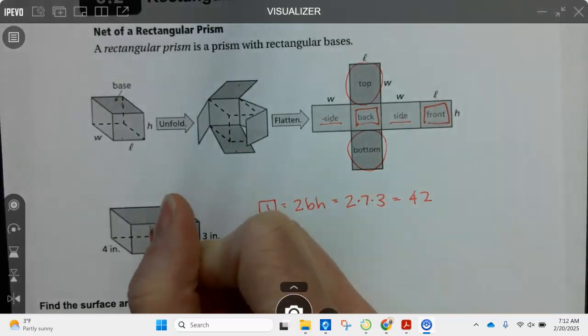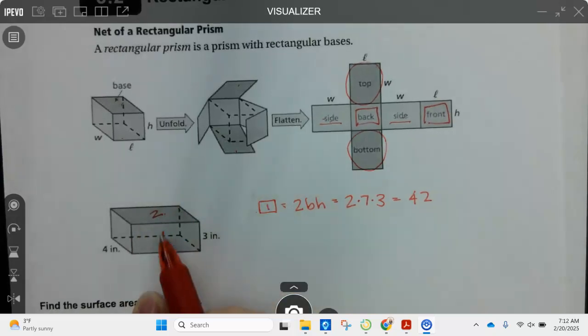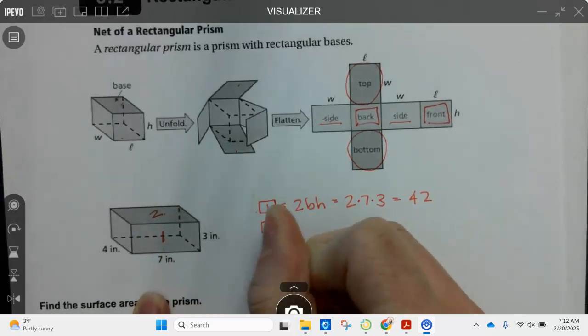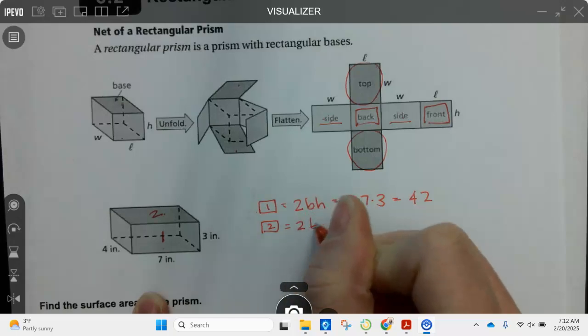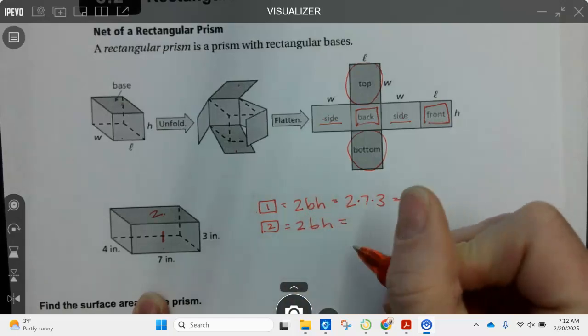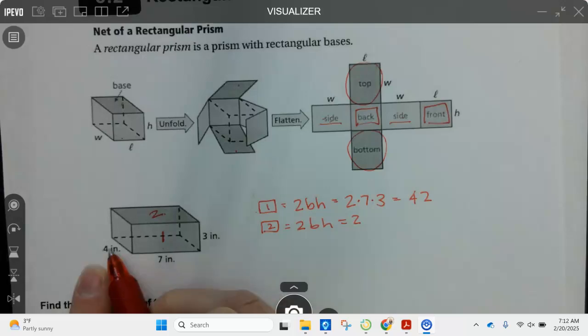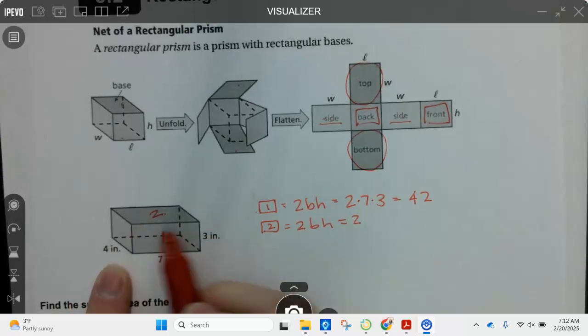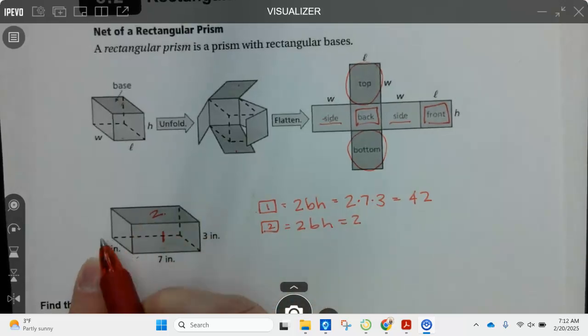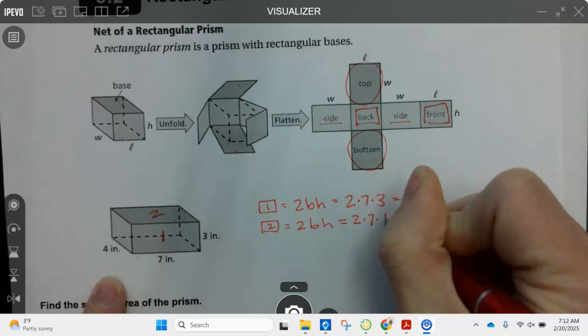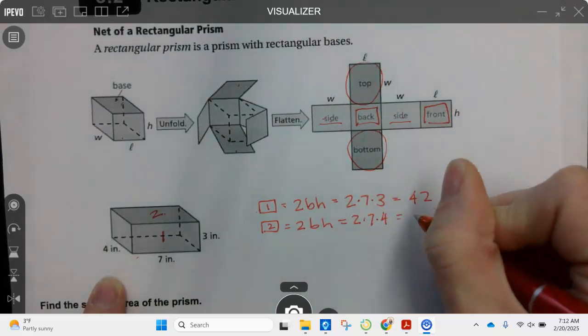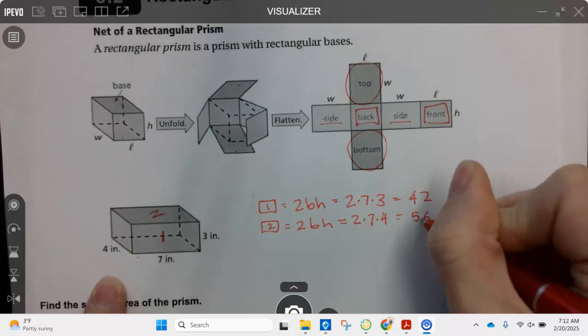Then we could do our top and bottom. So let's call it 2, the top and the bottom. The second one equals 2 times base times height. It's not really labeled on the top, but you can see down here it's labeled on the bottom. So 2 times 7 times 4, which would give us 56.